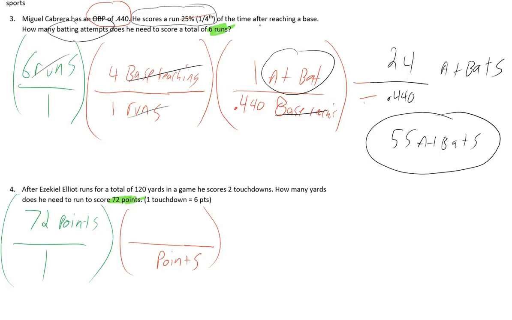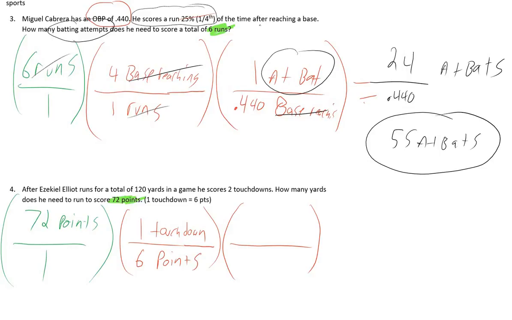So after Ezekiel Elliott runs for a total of 120 yards in a game, he scores 2 touchdowns. How many yards does he need to run in order to score 72 points? Well, we see that points has to be in the denominator, and we're thinking about football, and we're actually given a rate right here. So we're going to want to put a 6 here and realize that it's 6 points for every 1 touchdown. Not 7. I know that a lot of people think that, but it's usually because they go for that extra kick. So often people just always think of 7.